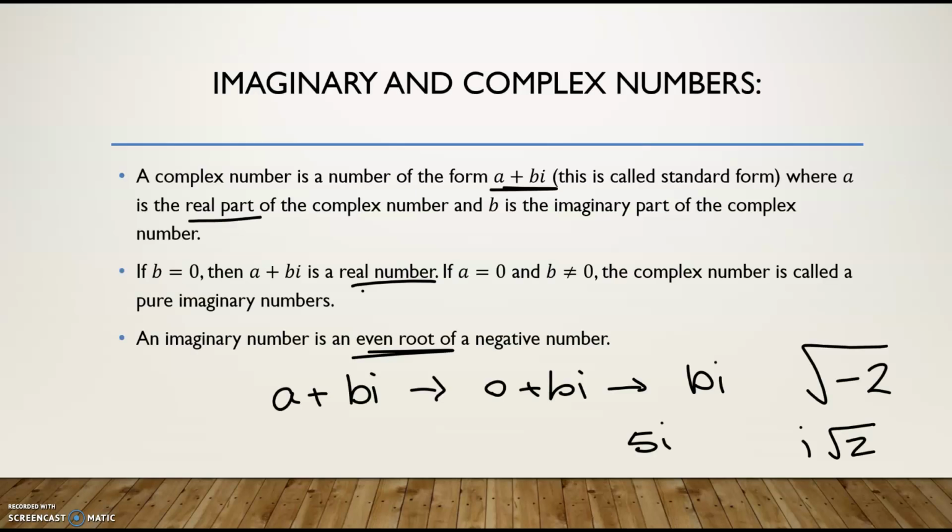Okay, so let's look at this. Evaluate the expression cube root of -8. Now notice we don't have an even root, we have a cube root. Over here it said an imaginary number is an even root of a negative number. Here we have an odd root of a negative number, so it's not going to be imaginary.